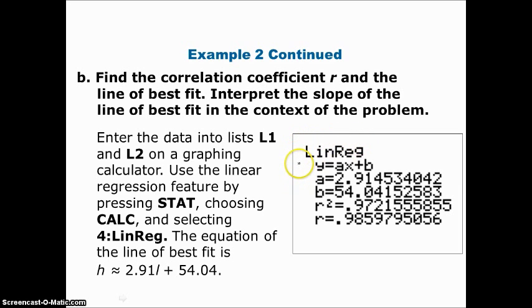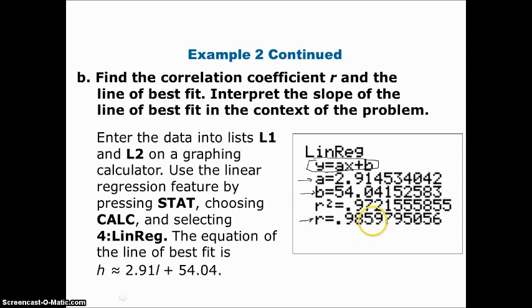The calculator is going to come up with some numbers, and if you look at this right here, this is an equation of a line. Y equals ax plus b. Well, it says right here A equals 2.91. That's the slope of this line. B equals 54.04. That's the y-intercept of this line. Then notice right here this R.